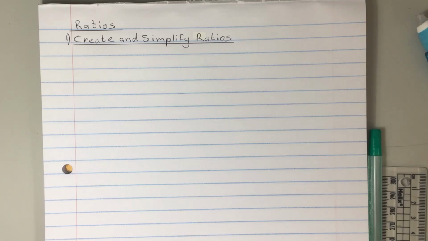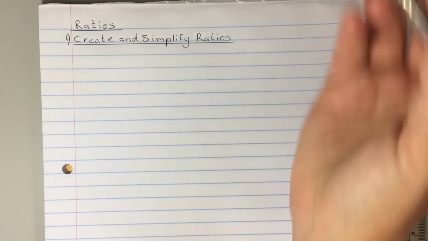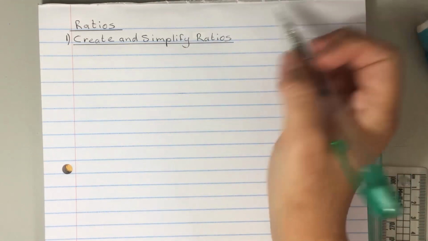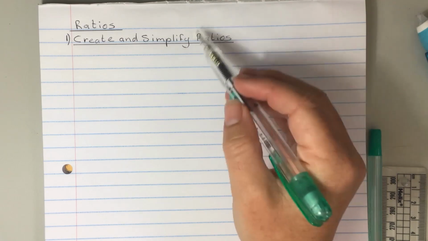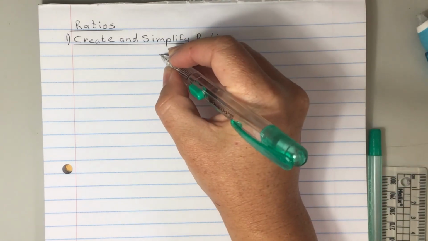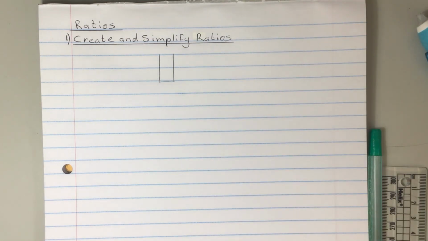Hello grade 8s. Today we're going to look at ratios and more specifically how to create and how to simplify a ratio. Now before we get into that part, let's just remind ourselves what ratios are. Ratios are basically where we are comparing the same type of quantity. So for example, let's say I want to pour myself a glass of Oros.